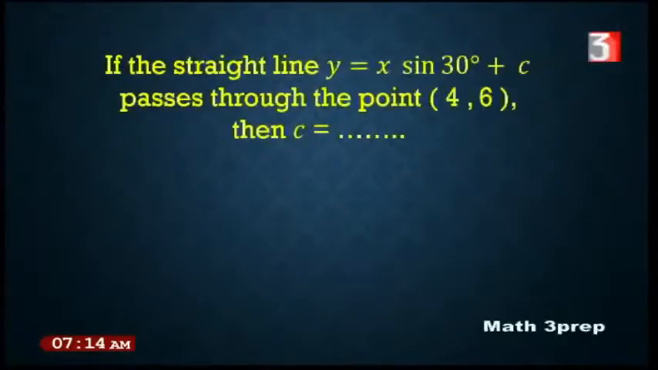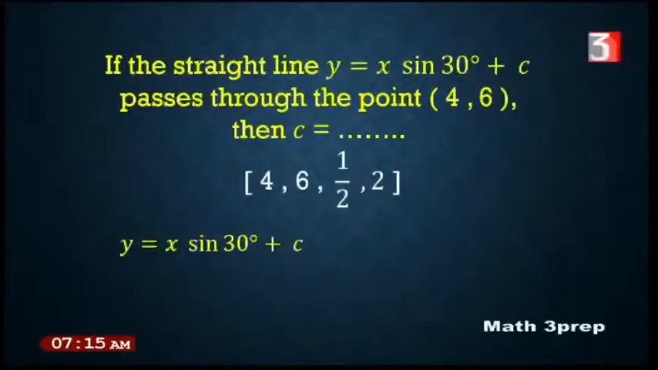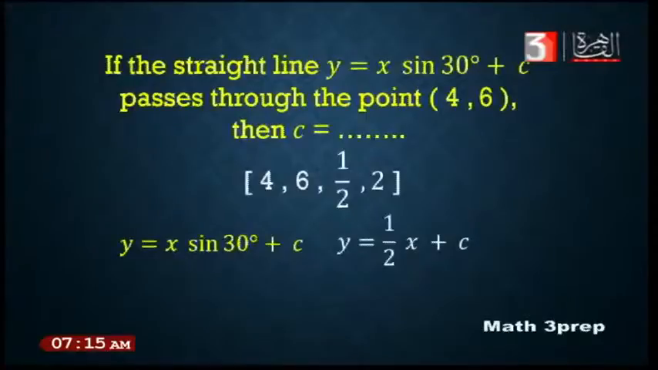If the straight line y equals x sine 30 plus c passes through the point (4, 6), then c equals what? Is it 4, 6, half, or 2? If y equals x sine 30 plus c, what about sine 30? It is half. So in this case, we can say that y equals half x plus c. To find the value of c, what are you going to do?